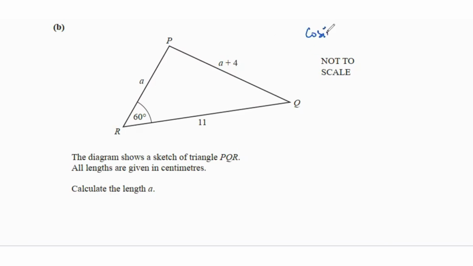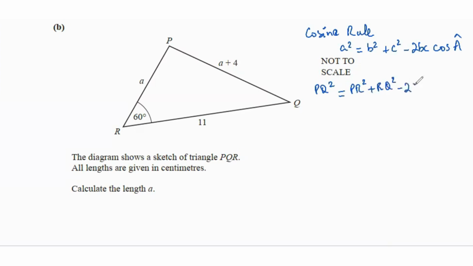Your cosine rule is a squared equals b squared plus c squared minus 2bc cos A. That's one version of it. There are three different forms depending on which length you're trying to find. In this case, since angle R is given, we'll make PQ the subject of the equation. So PQ squared equals PR squared plus RQ squared minus 2 times PR times RQ cos R.